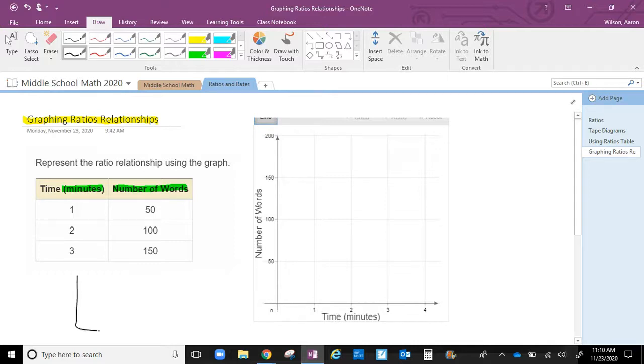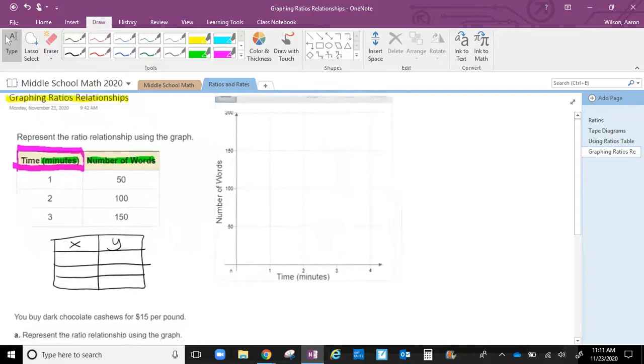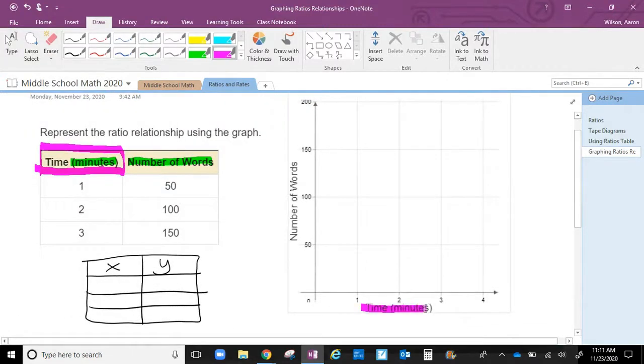So I'm going to write the table a little bit differently. The first part, otherwise known as our time in minutes, can be thought of as our x-axis point, and then our number of words can be thought of as our y-axis point. So you can see here that the time is our x-axis. Down here you can see time in minutes, and that's going to be our x-coordinate. And then the next one is number of words, which you can see right here on our y-axis.